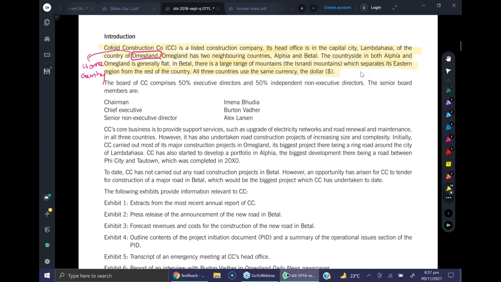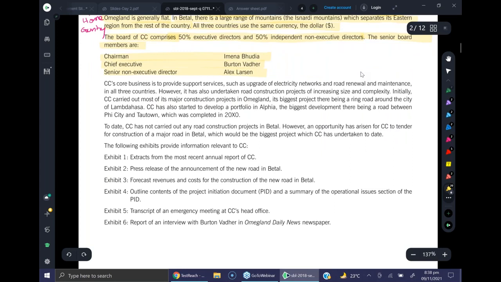Okay, it says that the board of CC comprises, CC stands for the Kuffold Construction Company. So the board of CC comprises 50% executive directors and 50% non-executive directors. The senior board members are Chairman Amina, Chief Executive Burton, Senior Non-Executive Director Alex. All right. CC's core business is to provide support services such as upgrade of electricity networks and road renewal and maintenance in all three countries. However, it has also undertaken road construction projects of increasing size and complexity.